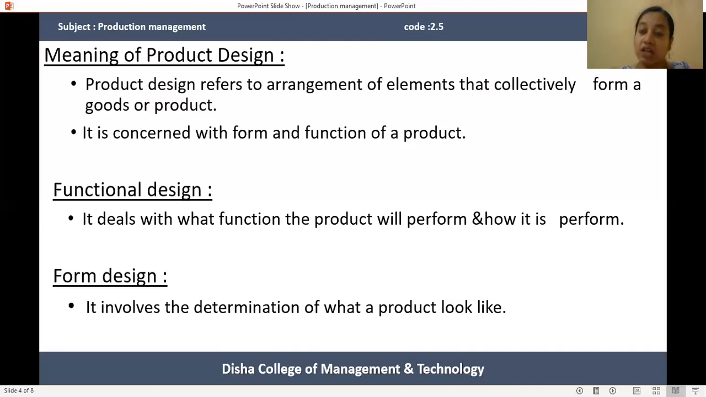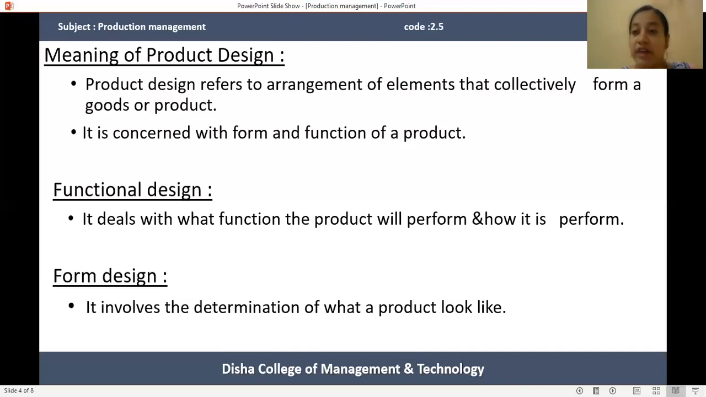Day by day, the customer's requirement is changing. Day by day, customers require high quality products and different design products. So according to the requirement of the customer, the organization or the production department has to produce the goods. The success, survival and profitability of the company depend upon the cost of the product, the design of the product, and the quality of the product.